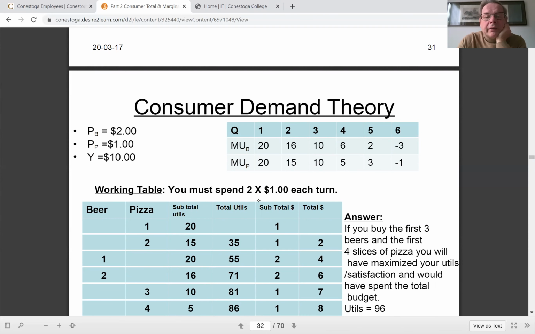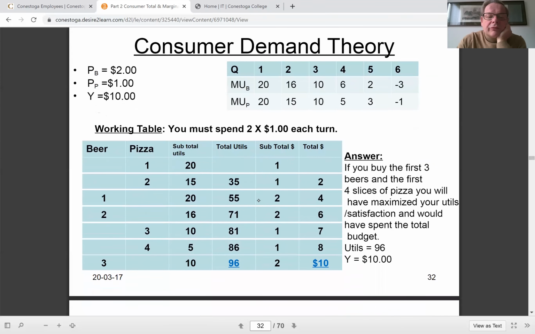Or I buy the third beer and I will get 10 units of satisfaction. Obviously, I will buy the third beer. And with the third beer, I get an additional 10. 86 plus the 10 will give me a total of 96 levels of satisfaction. I spent an additional $2. Now I have spent my total budget of $10. Any other combinations of pizza and beer will not maximize my level of satisfaction in this problem, given the data that we have to work with.